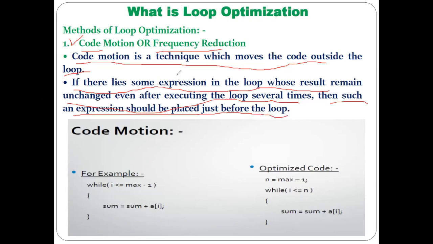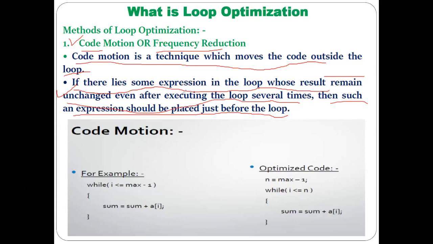What does it mean? If there is some expression inside the loop, and the looping is happening a number of times, but the result of that expression remains unchanged, then there is no meaning in putting that expression inside the loop. We should move that expression outside the loop, so that when the iterations happen, the processing of that particular expression can be avoided.